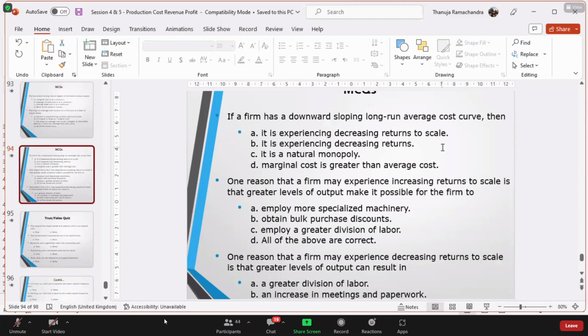It is experiencing decreasing returns to scale, that is wrong. It's about the long run now, so anyway it is returns to scale. Even I think there should have been one of A or B that says increasing returns to scale. There is some mistake in the question. So the correct answer is it is experiencing increasing returns to scale. Okay.